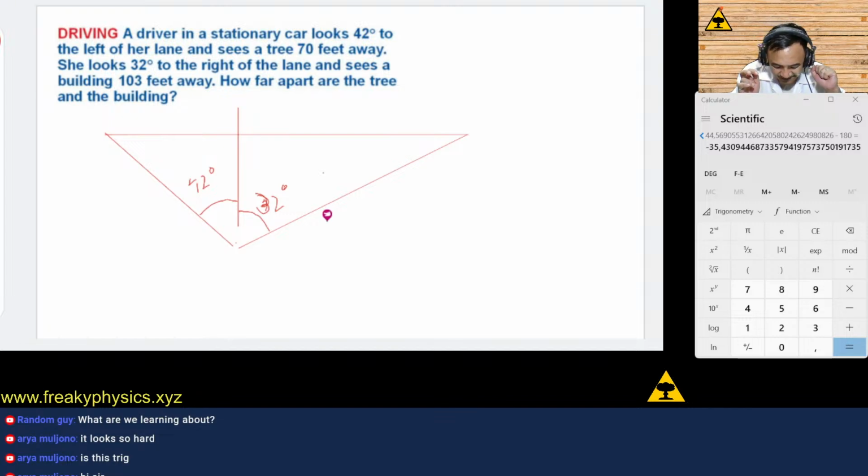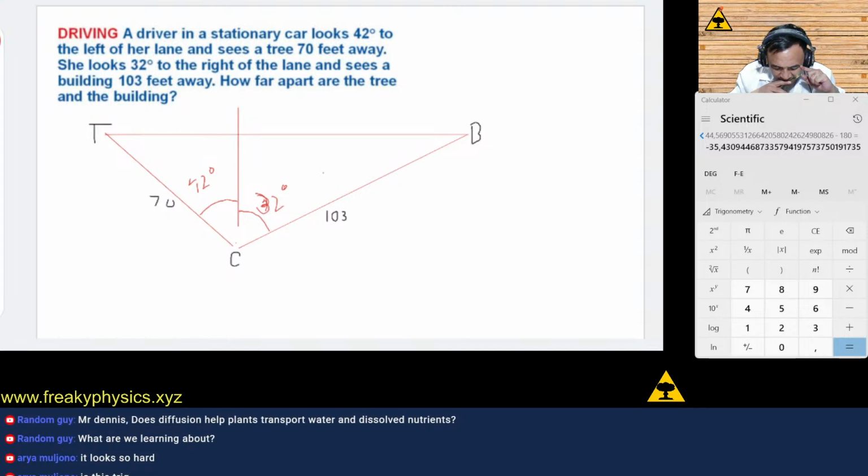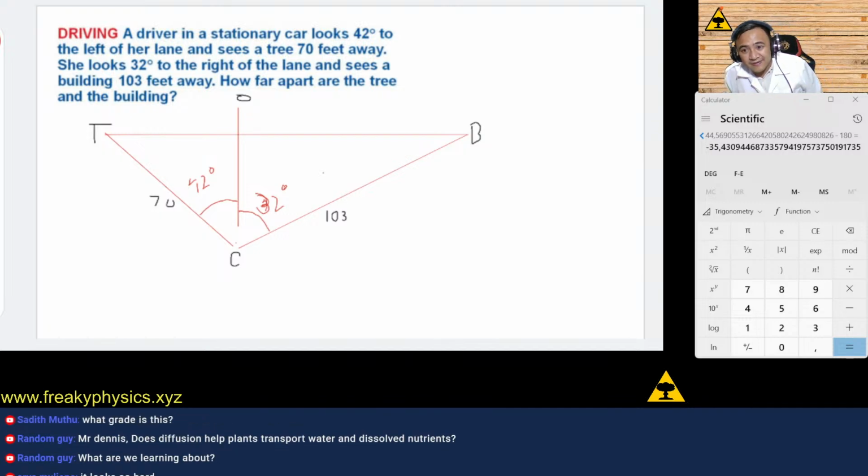I realized as I was saying that, you have to remove the triangle. Okay, so I'm going to label this C for car, this T for tree, and B for building. And we're trying to find this distance, this whole area there. Correct.